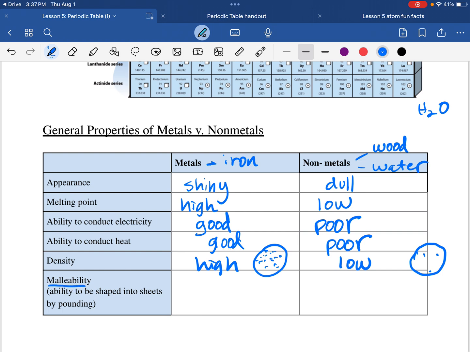Malleability is a fun term. It's the ability to be shaped into sheets by pounding. So you could pound on iron and it would flatten out and you could shape it into a big sheet of iron, or other metals. Metals are malleable. Nonmetals are not malleable, so they are brittle. So if you were to pound on ice, you could not flatten it into a sheet. It would shatter.